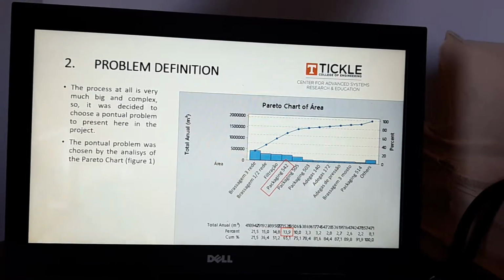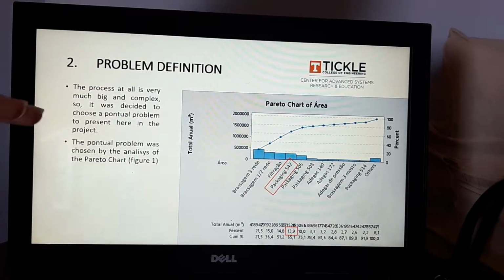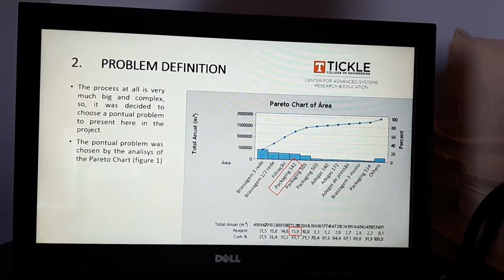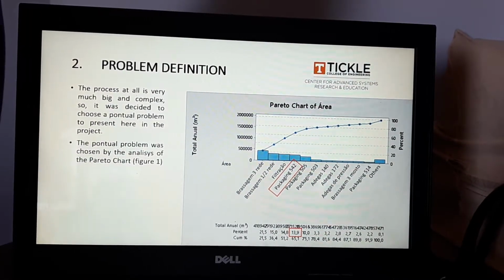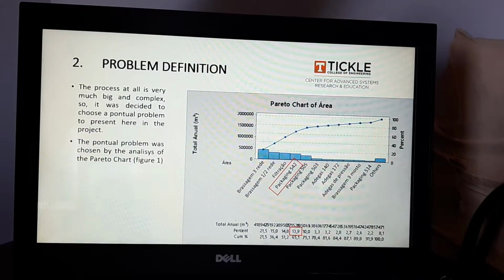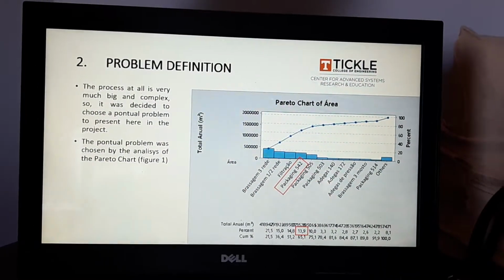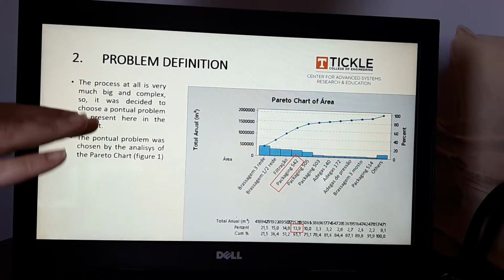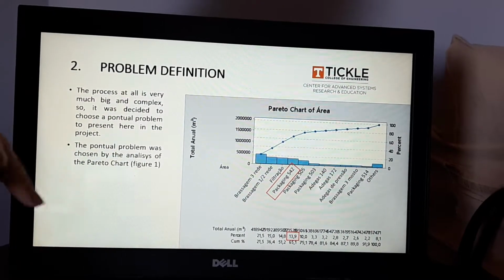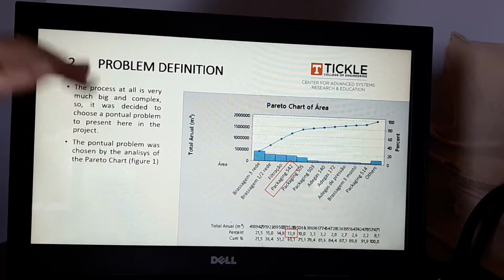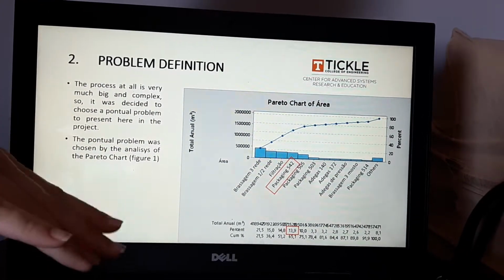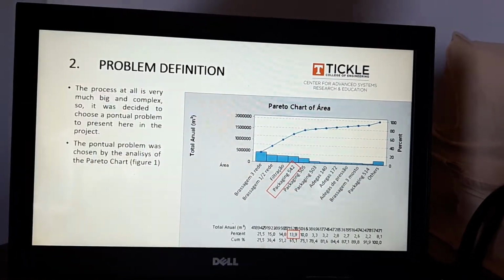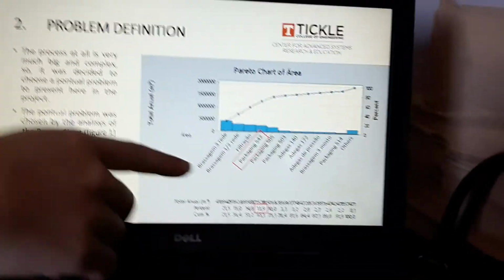So here we have the problem definition. Okay, the process as a whole is very big. The brewery has many areas we can work with, but that's how we choose our area. The process is very big, as I said, and it was decided to choose a specific problem to present here. So the specific problem was decided by the Pareto chart. Okay, here we have it.